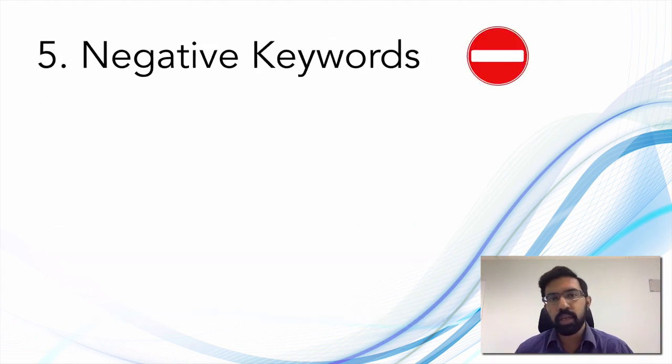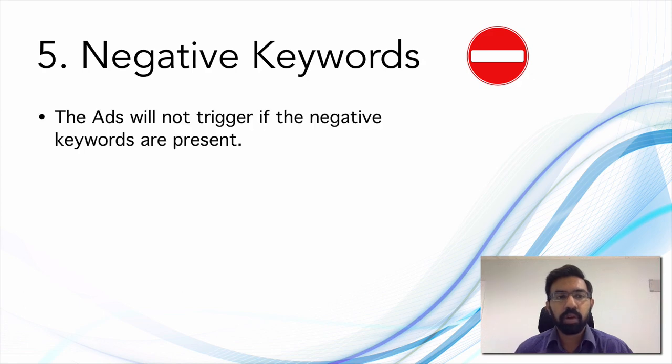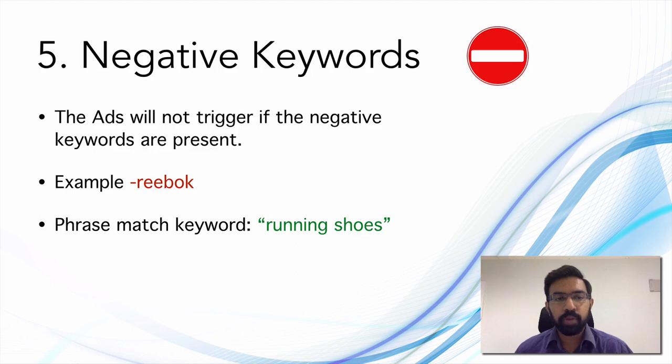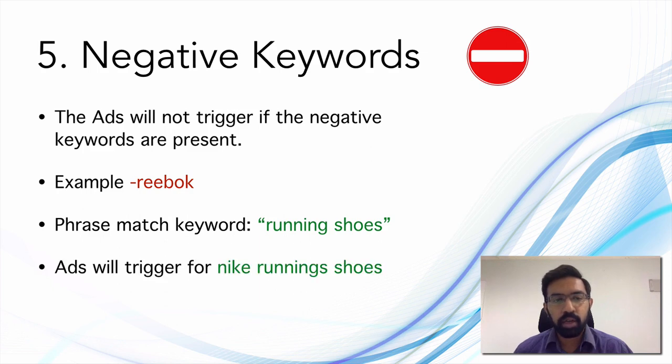So negative keywords, the last and final type of keywords, is negative keywords. The ads will not trigger if the negative keywords are present. Example, Reebok. So let's say we are including the negative keyword as minus Reebok in the campaign. I will show you where to add these keywords in the AdWords account. So if someone is searching for running shoes, let's say this is the phrase match keyword that we have given.